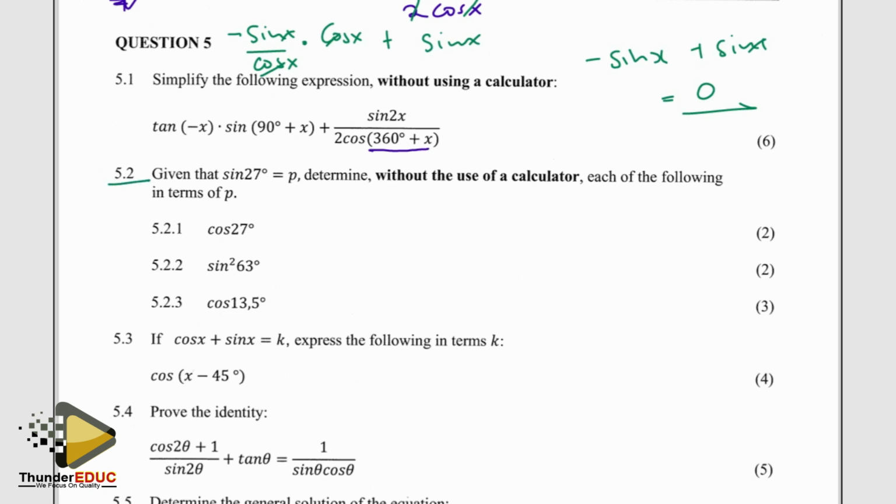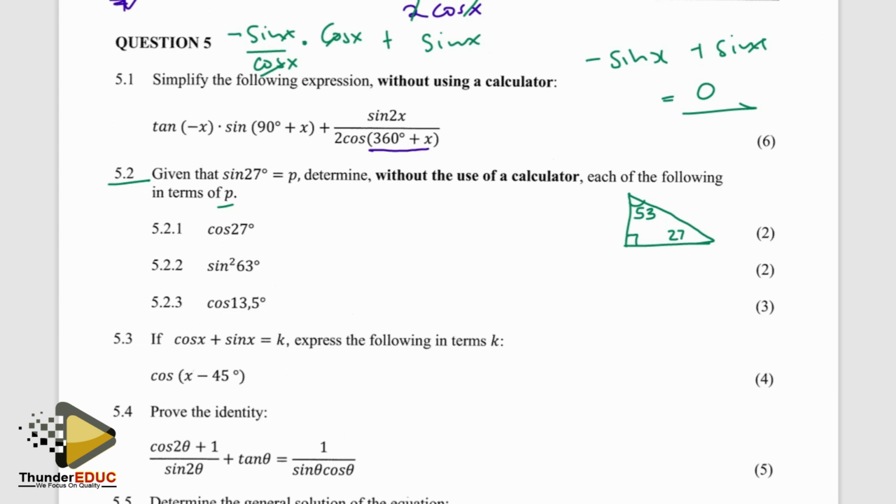5.2. Given that the sine of 27 is p, determine without a calculator each of the following. So let me just draw some bit of a sketch. Whenever I see such questions, I'll be required to have a sketch. This is a 27, that's a 90. This needs to be a 53. Does that make sense? Because I know, no, it's not 53, it's 63. It's a 63, so that I can have a 90 there.